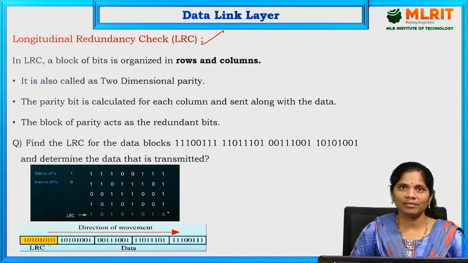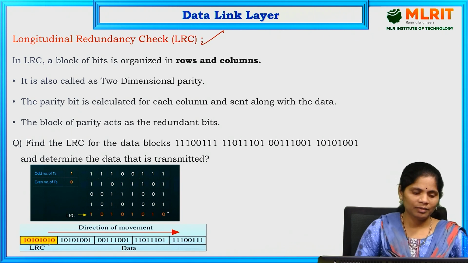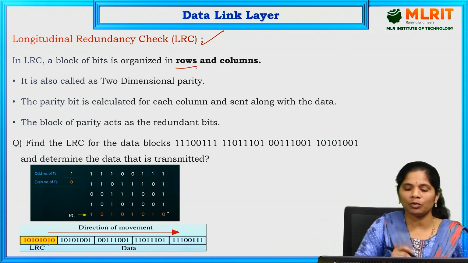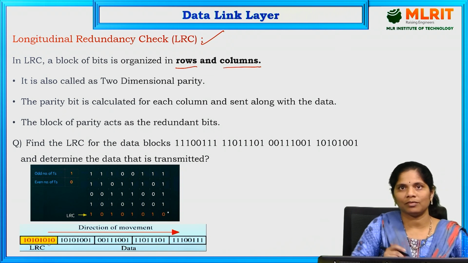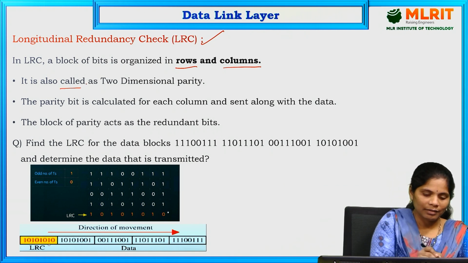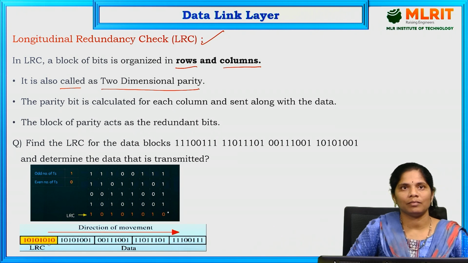Longitudinal redundancy check. Longitudinal means the block of bits, whatever bits are there, is organized in rows as well as columns. From row-wise and column-wise, we are going to check the redundancy bits. So it is also called two-dimensional parity. LRC is also called a two-dimensional parity.